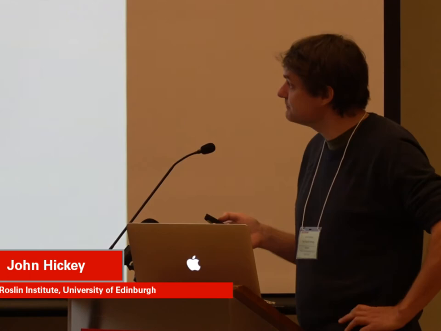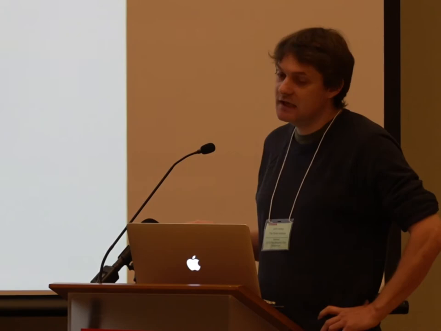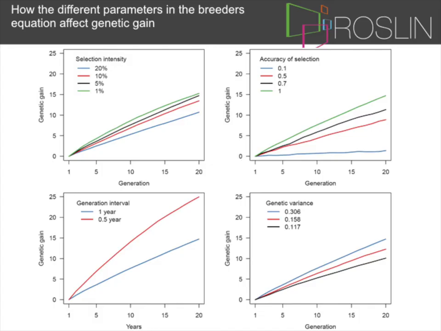If I look at generation interval, I can halve my generation interval, let's say, in some species by having a genomic predictor because I don't need to wait for phenotypes. And if I halve my generation interval, I get twice the amount of genetic gain per unit time. So in species where it's possible to really go after cycle time, this is really where genomic selection has a role to play. Genomic selection doesn't affect the genetic variance, but I can affect it through other means.